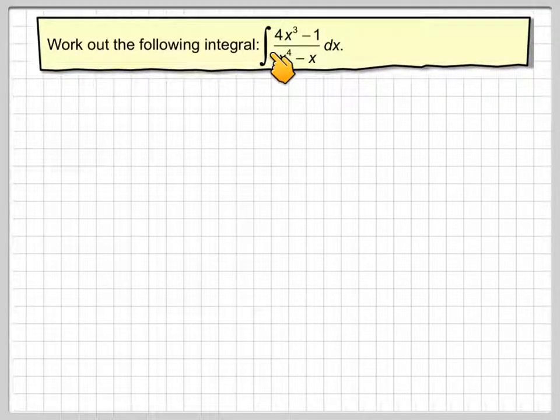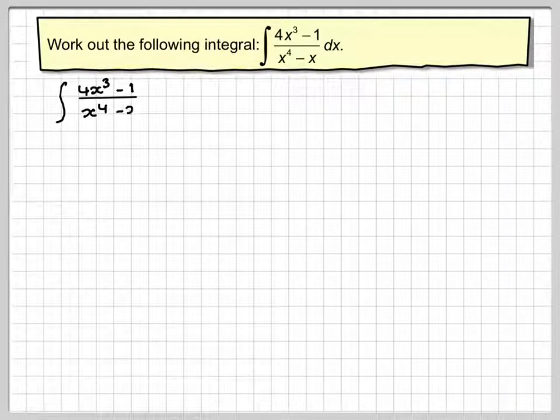Work out the following integrals. So we've got 4x cubed minus 1 over x to the fourth minus x. So write down the integral.